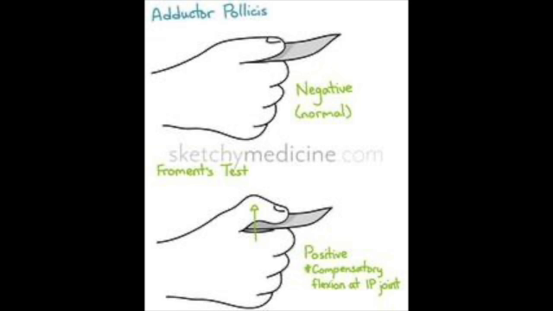I'll add a picture of this Froment sign. Management: wrist immobilization, especially with sleep, and NSAIDs. Also steroid injections if chronic.